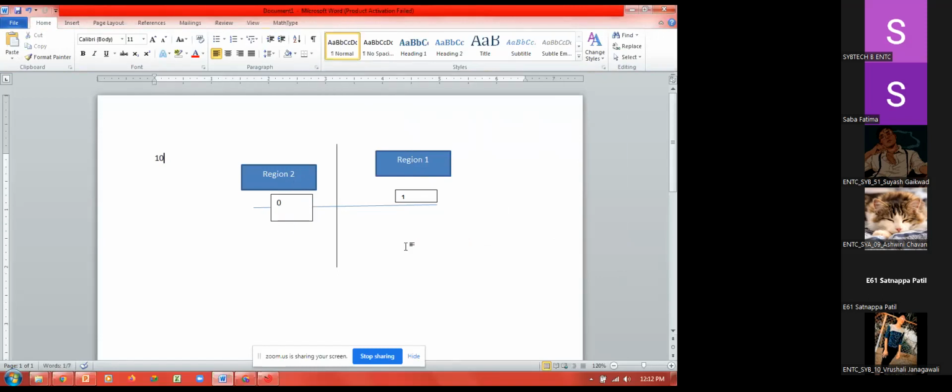Okay, when there is an error in the signal, we see that in place of 1 in region 1, we may have 0, and in the place of 0, we may see that 1 is transmitted. Okay, that is called the probability of error.